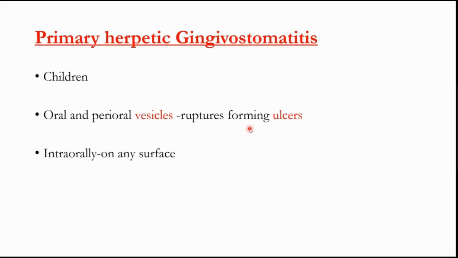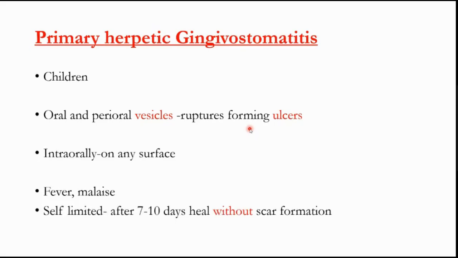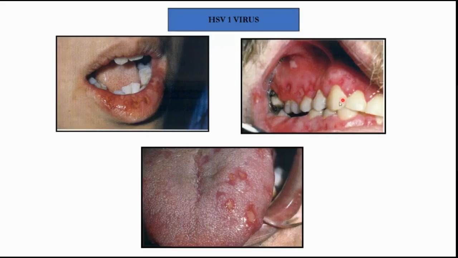It can occur on any surface intraorally and is associated with systemic symptoms like fever and malaise. It is self-limiting, and usually after 7 to 10 days, it heals without scar formation. This is very important to differentiate it from other lesions. So remember that: 7 to 10 days without any scar formation. These are all ruptured already, the ruptured lesions leaving behind ulcerative areas.